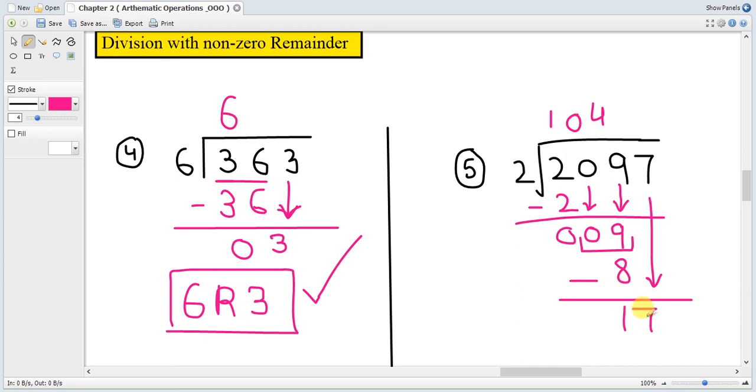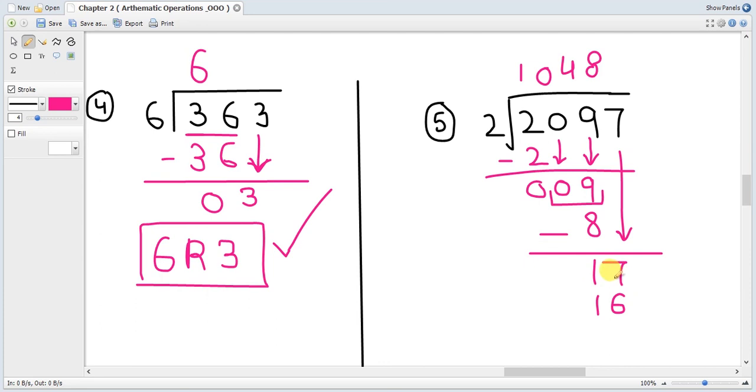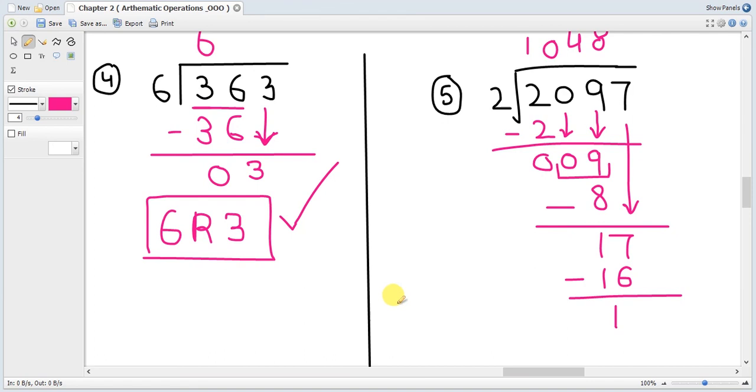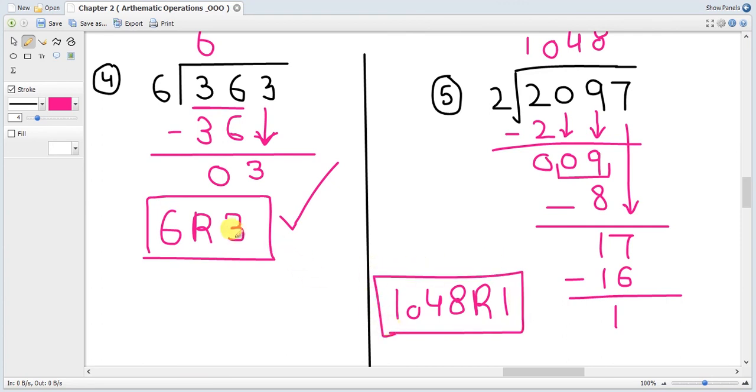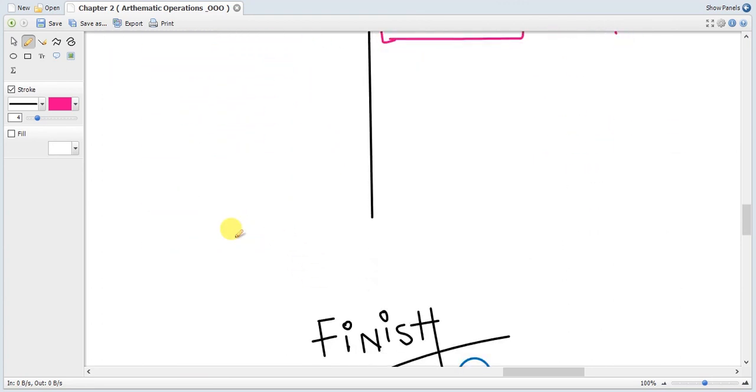Okay, now this is 17. Start counting the times table of 2 up till 17 or less than 17. So this will give us 8 times 2 is 16, and 9 times 2 is 18, which will be bigger than 17, so we are not allowed to go for that. So now simply subtract 17 take away 16, so remainder is 1. So our overall final answer is 1048 with remainder 1. So this is our final answer. I hope you have got the concept.